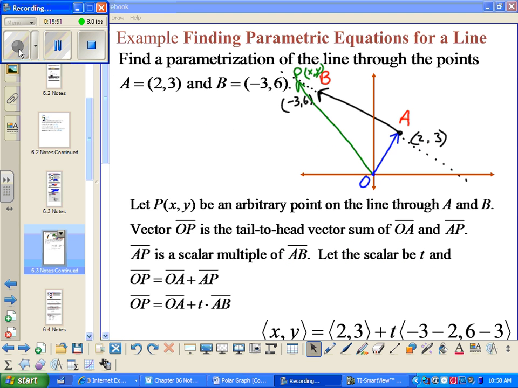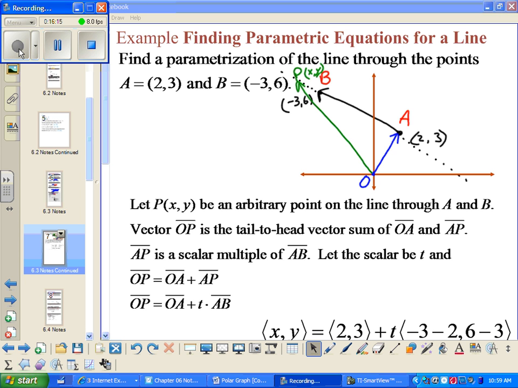So the last example I'll go through is finding the parametric equation for a line. If I want to find a parametrization of the line through the points A (2, 3) and B (negative 3, 6), basically I'm going to go through the same process every time. I've drawn a sketch here to give you an idea of what we're talking about.